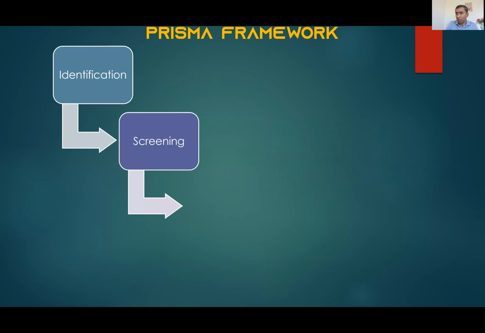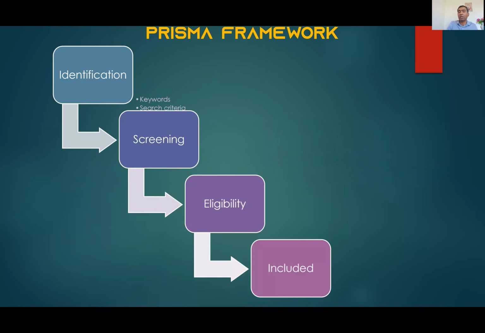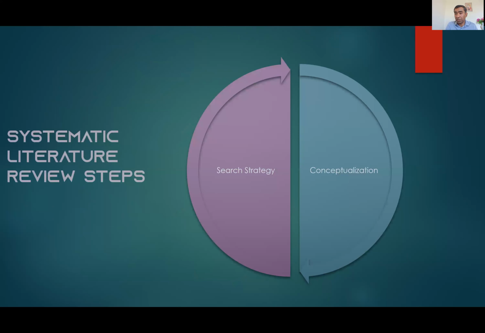So first, you need to identify your sources and your keywords, then you need to screen data, check the eligibility, and finally provide how many research articles were included and extract those research articles into a Microsoft Excel sheet. And then we will learn how we can do more detailed work with this Excel sheet as well. Okay, so this is your search strategy.